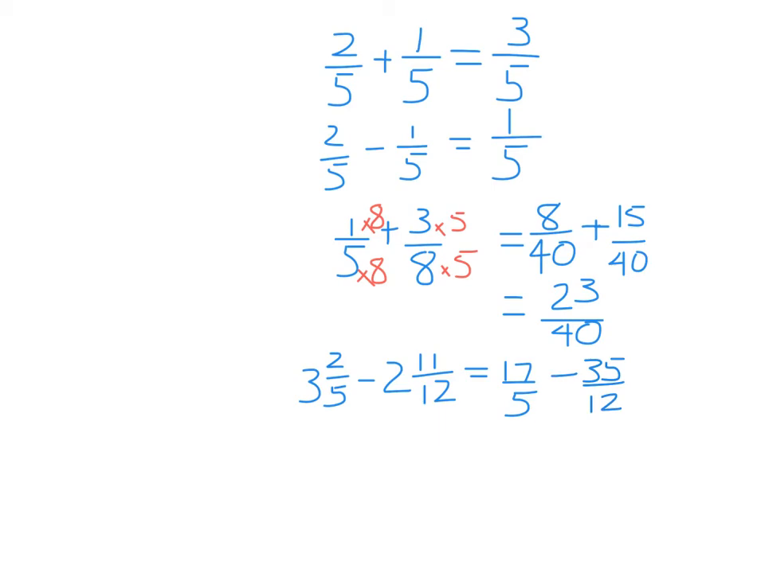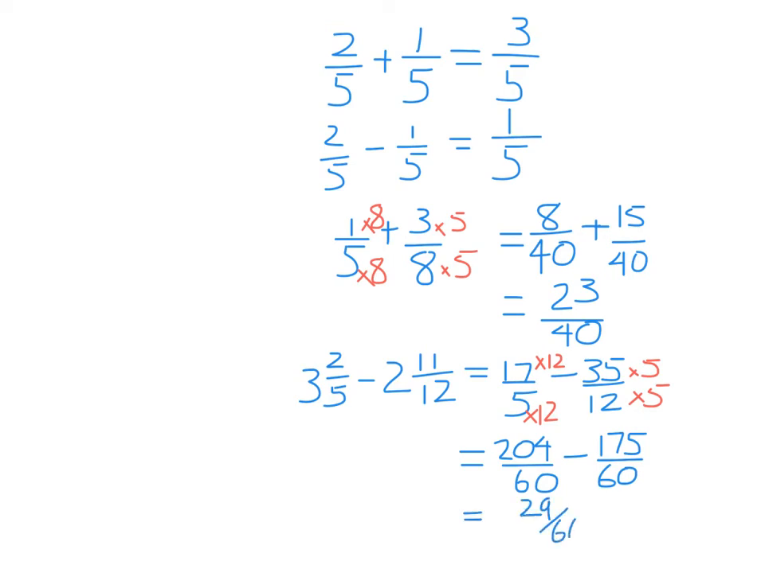So this is a tough one, but it is possible. I'm going to times top and bottom now by 12. Top and bottom by 5. That will make both denominators equal to 60. And if both denominators are the same, then I can subtract the fractions. So 17 times 12 gives us 204. 5 times 12 is 60. 35 times 5 is 175. 12 times 5 is 60. So now this is easy. I have the same denominators, so I just go 204 minus 175 is 29, and I keep the same denominator.